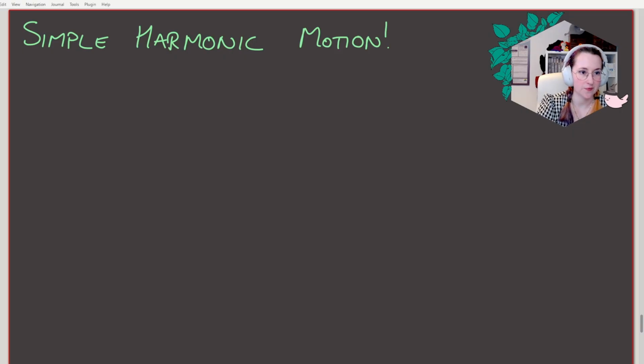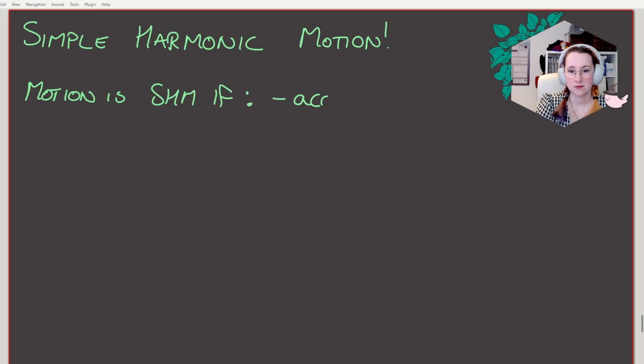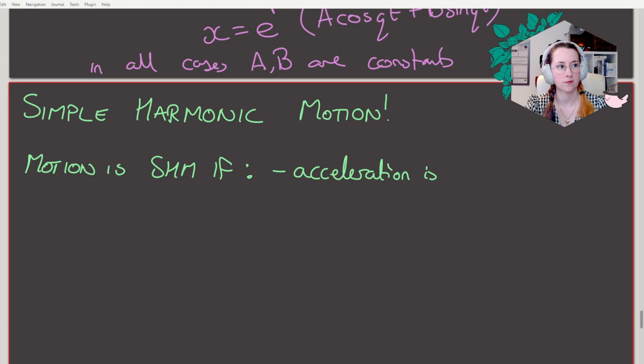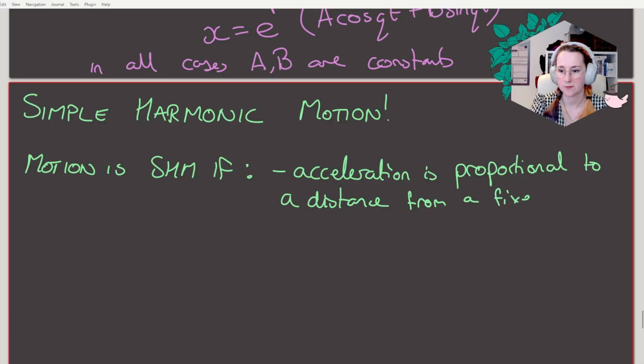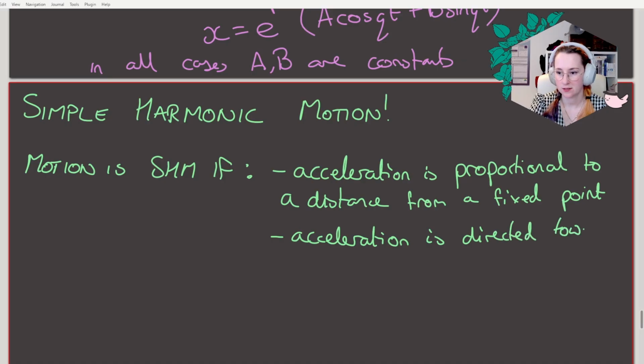So, motion is SHM if, number one, the acceleration is proportional to the distance from a fixed point, and acceleration is directed towards the fixed point.